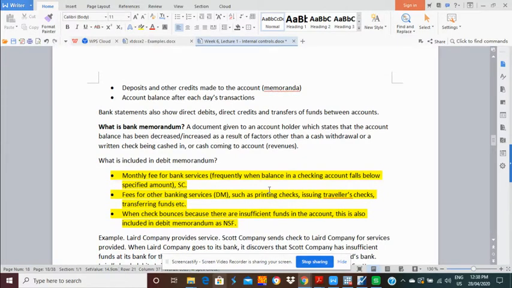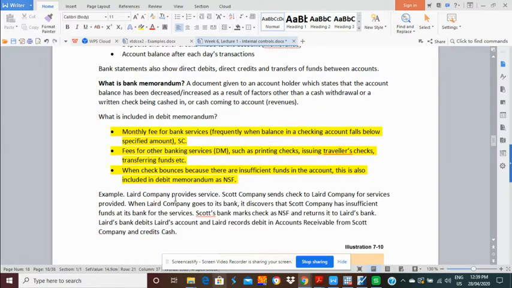In a debit memorandum, the bank will include a monthly fee for bank services. Banks also charge for each check transfer you pay for, and the bank will transfer from your deposit. The check will bounce because there are insufficient funds in the account, and so the money for the non-sufficient fund check will be subtracted from the bank account as well.